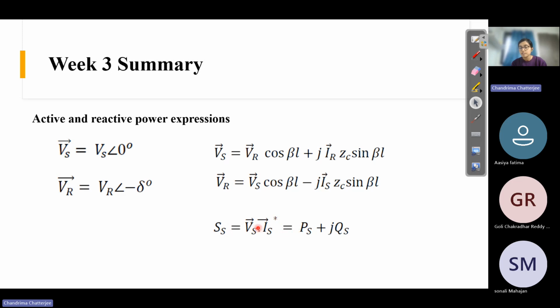Okay, and it will have a real part and also an imaginary part. The real part we will call active power, the imaginary part we will call reactive power.